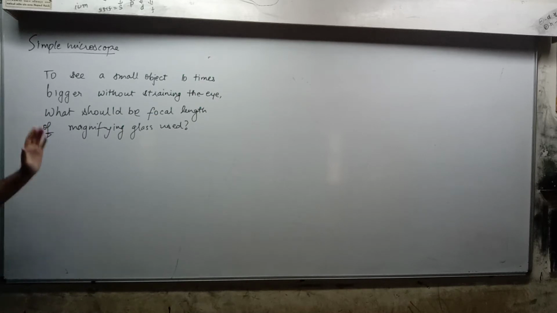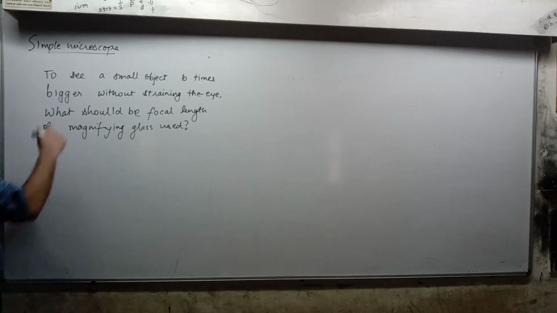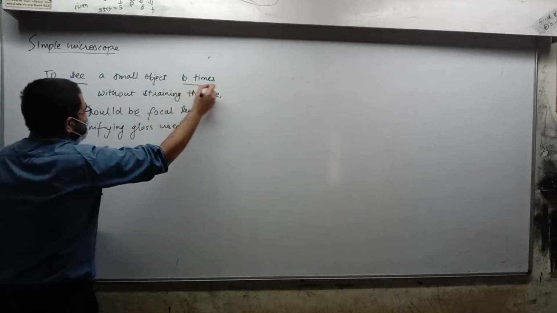So here is a typical question. Mostly only 3 formula માંથી જ કરવાનું. Okay, there's not much to worry about. So there is a small object and we want to see it 10 times bigger.